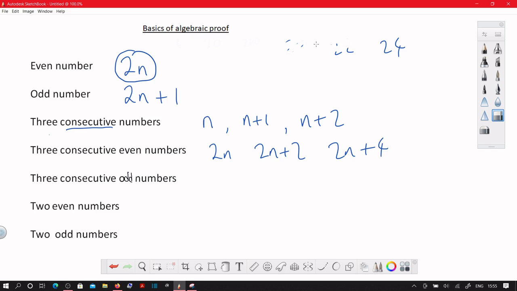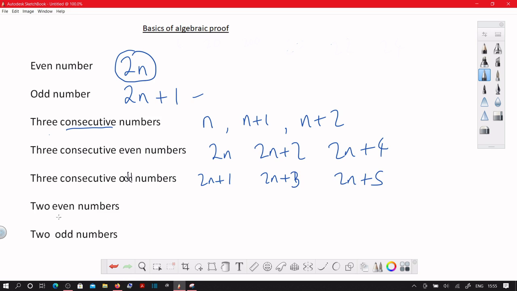Next one, you've got 3 consecutive odd numbers. So let's say the first odd number, which we have over here, we got 2n plus 1. That's your first odd number. So the next one won't be that, it will be that, and then one after that will be this. 3 consecutive odd numbers.